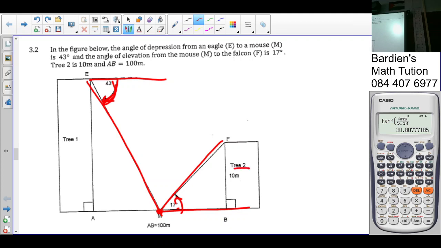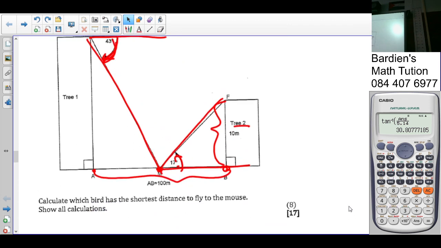3.2 is 10 meters in length, 10 meters high. And AB, this length from the foot of 3.1 to the foot of 3.2, is 100 meters. So everything from the introduction to the sum is on the diagram. You all agree with that? Right. Some diagrams you need to fill in information in as well. Okay.